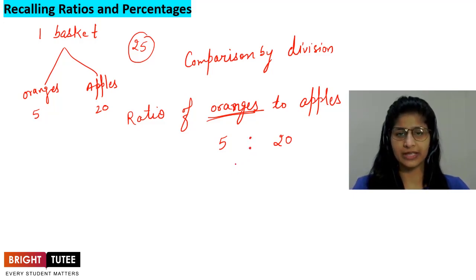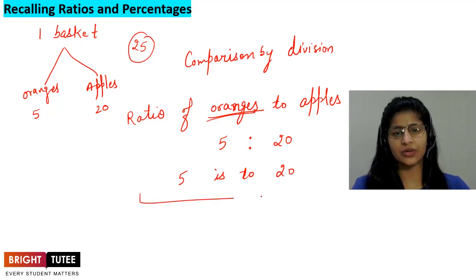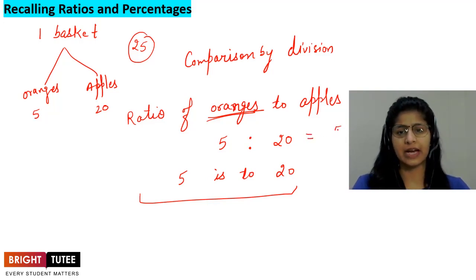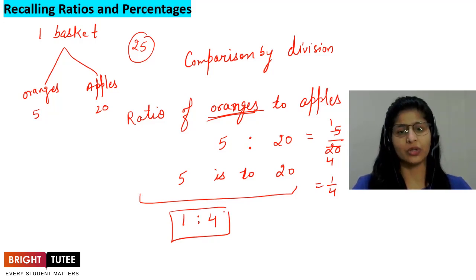It is these two dots like this, okay, and this is read as 5 is to 20. The ratio is 5 is to 20. We always convert the ratio into simplest form. So this can also be written as a fraction 5 upon 20. We can cancel it and we get 1 upon 4. So 1 is to 4 is the ratio of the number of oranges to the number of apples. Or we can say the number of oranges is 1/4 of the number of apples.